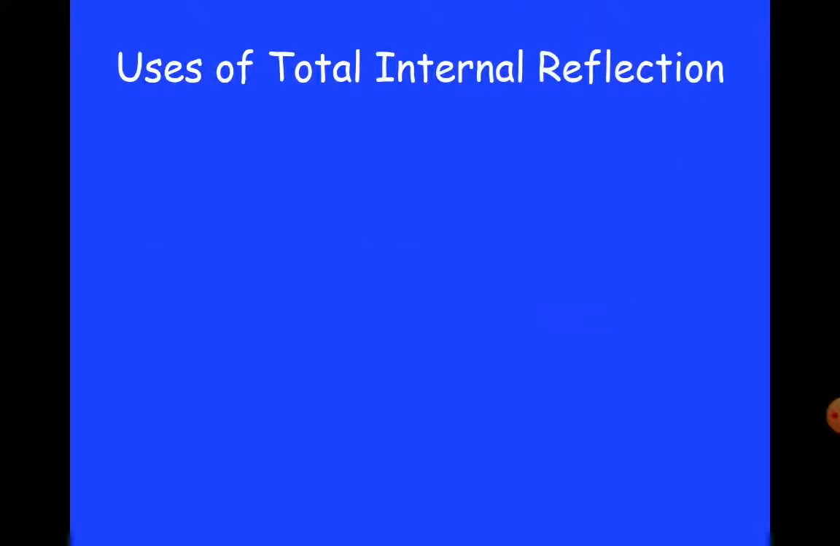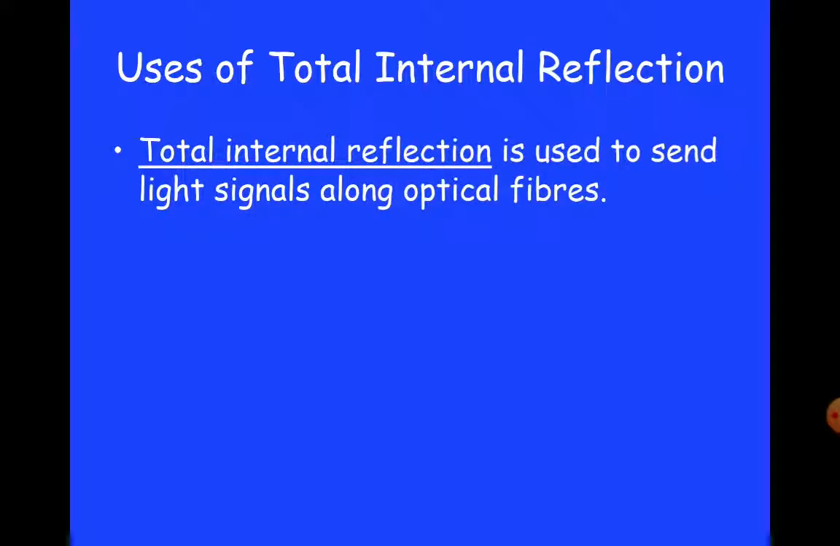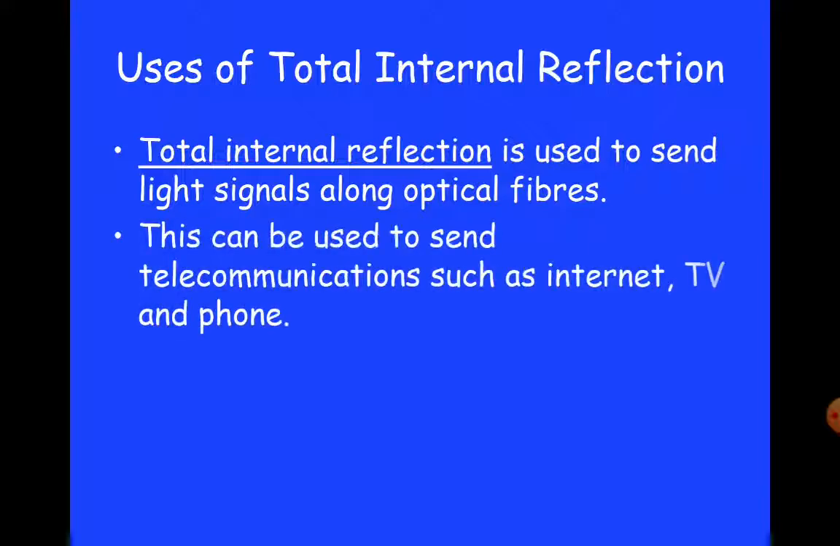Now, some uses of the total internal reflection. Total internal reflection is used to send light signals along optical fibers. So actually the internet that you have nowadays goes through optical fiber, and there is a light signal going through the optical fiber, and it's reflected and goes through the whole system. So we use it a lot for telecommunications, as internet, telephone, and television.